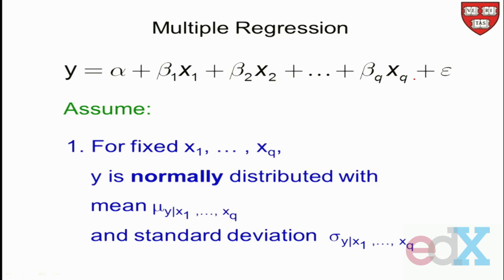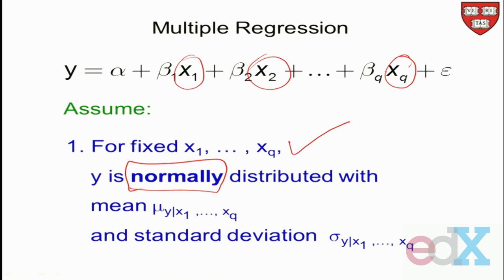Let's set up our assumptions just like we did before. And so we're still going to assume normality, except now this is for a fixed bunch of x's. So this might be, what did we have? We had gestational age. This might be birth weight, and so on. This might be the mother's age, and so on. Bring in all those factors.